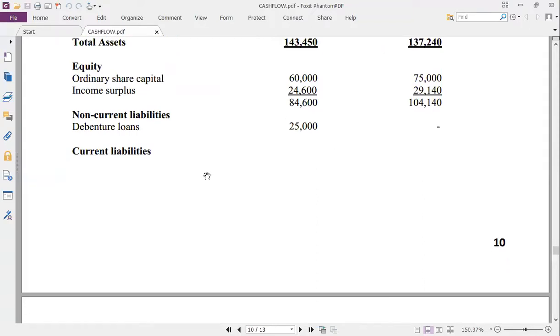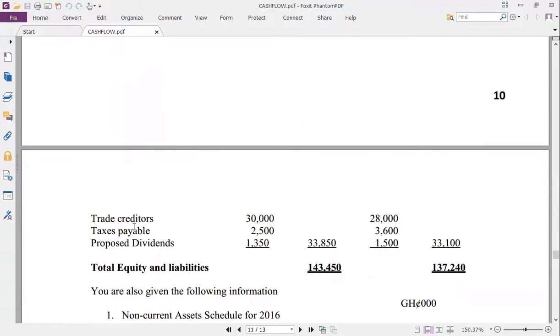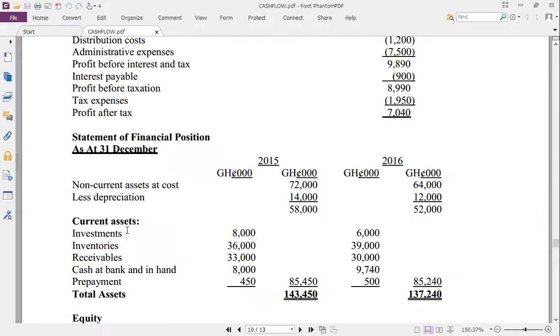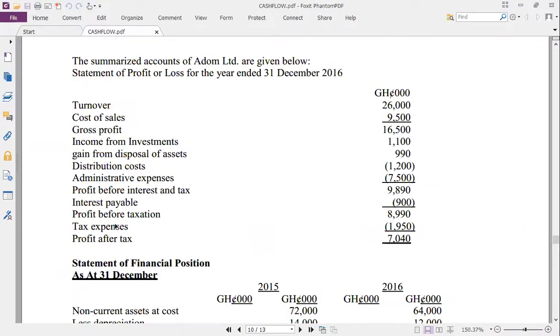Current liabilities. We've talked about trade creditors. You're going to use that one to calculate the cash paid and then the changes in working capital. Tax paid: you calculate the tax payable to find the tax paid. You pick the opening balance, you add the income tax expense, you less the closing balance from it, then you are done. The income tax expense happens to be 1,950. Good. Then you find the tax paid, and that's the end of the game.